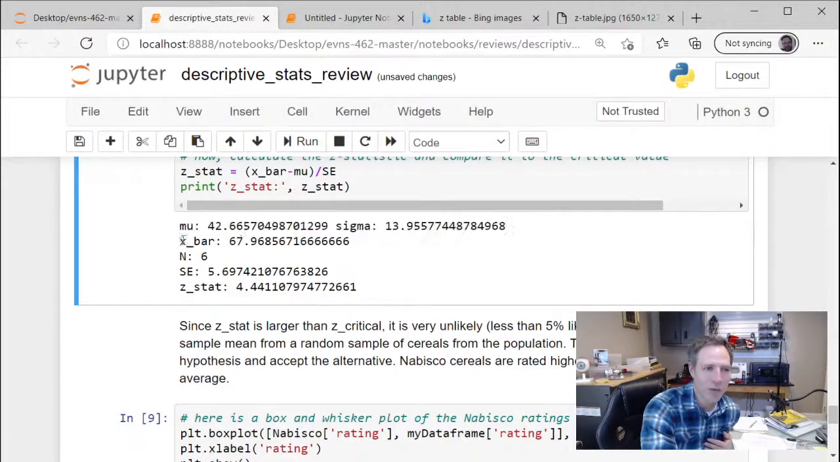All right, what about the sample? So this is x bar. This is the mean score of the Nabisco cereals only. So it looks like, just on the face of it here, Nabisco cereals have a higher average score than everything. Okay, what's our sample size? Well, there's only 6 Nabisco cereals in our data set.